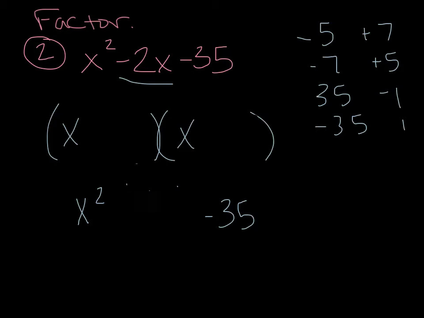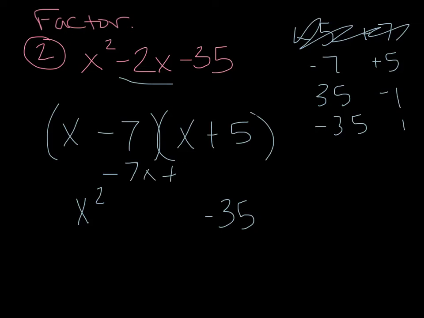Okay, so we've got to try a different number. That was with negative 5 and positive 7, so that's not right. So let's try negative 7 and positive 5. Now if you multiply, you'd get negative 7x and positive 5x, because you do the inside numbers and you do the outside numbers. That's what we're really checking.